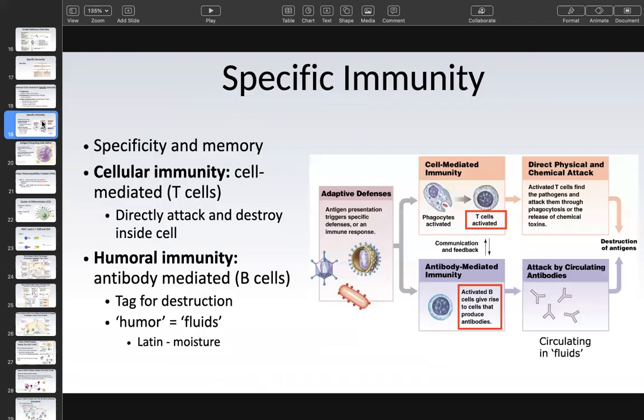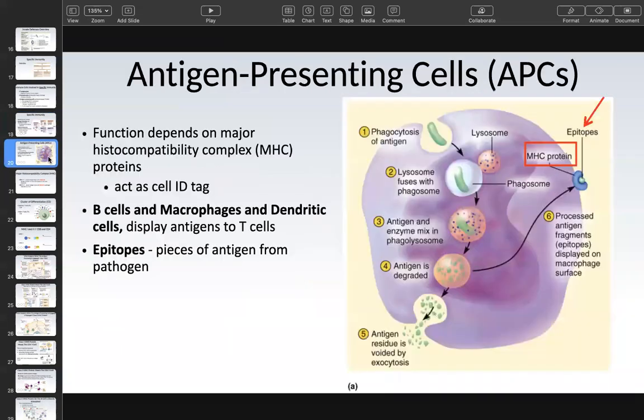So there are two main types of specific immunity. One is cellular immunity mediated by T cells. Here, they directly attack and destroy the contents of what's inside an infected cell. And then there is humoral immunity. Here, we produce antibodies courtesy of B cells, and they tag infected cells for destruction. And this is the whole concept behind the vaccination movement we will discuss by the time we are at the end of this slide set.